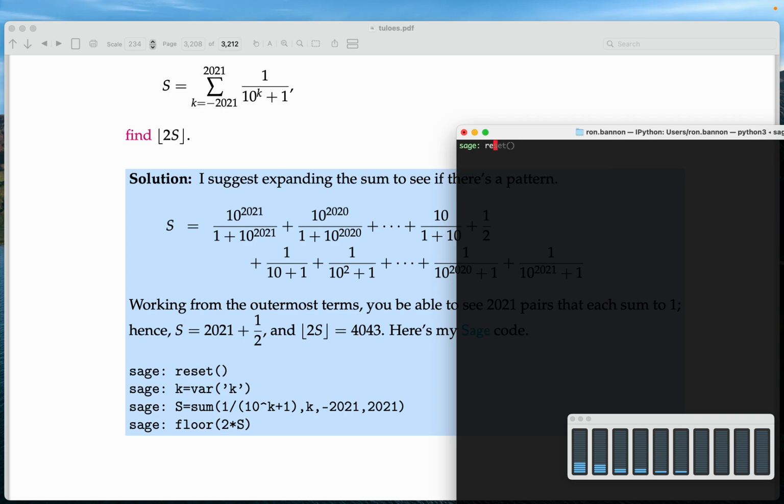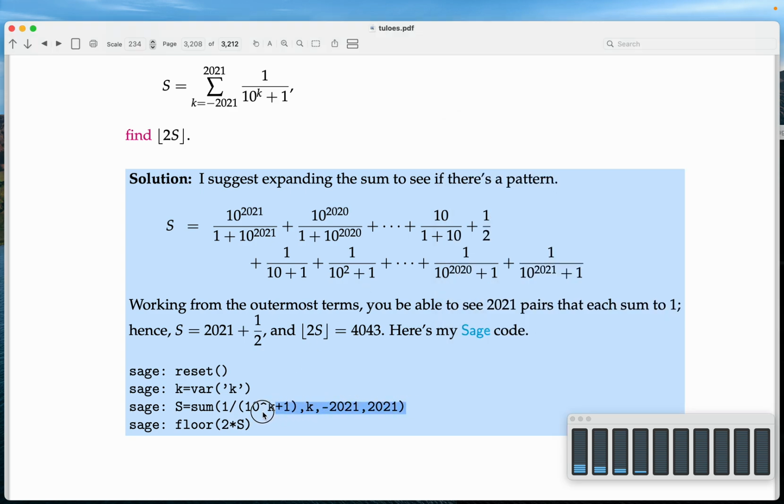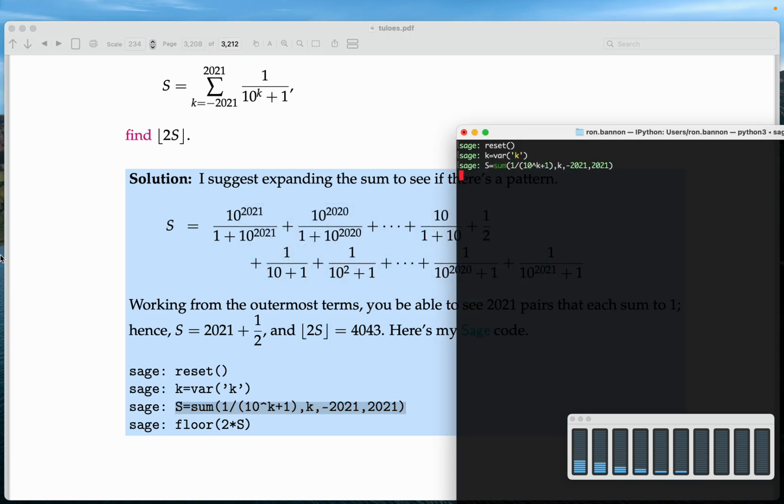I'm gonna reset and define a variable k, and then I'm gonna type in the sum form. And again, as I do that, I'll go back over the actual problem and tell you where that's written. It's written right over here that s, I'm using this as a placeholder, is equal to sum, where k goes from minus 2021 up to 2021. And the summand is 1 over 10 to the k plus 1.